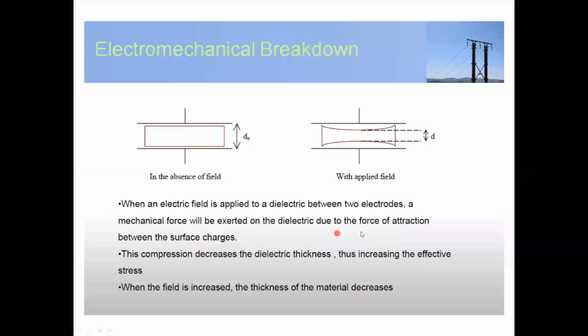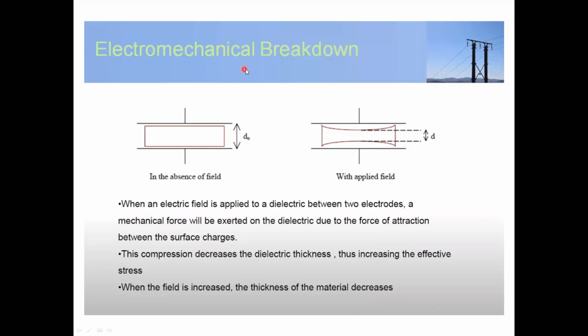Because of this force of attraction between the surface charges, the solid type dielectric material will become compressive. There is a compressive force. This is because of attraction between the surface charges. Because of that, the dimensions of the solid type dielectric material go on decreasing, and this compression decreases the dielectric thickness, thus increasing the effective stress. When the field is increased, the thickness of the material goes on decreasing.